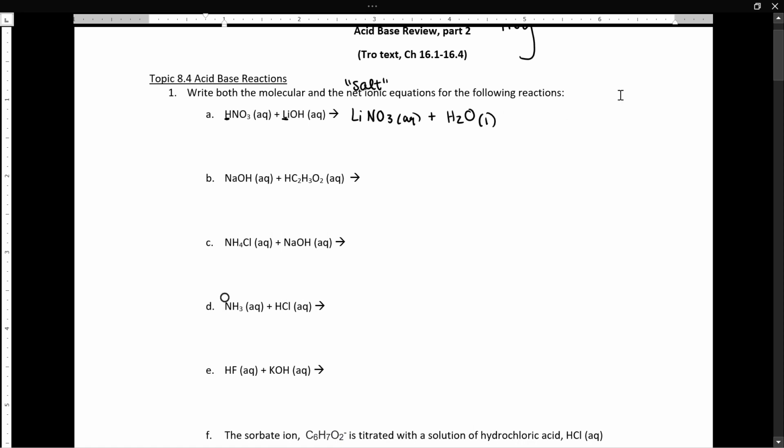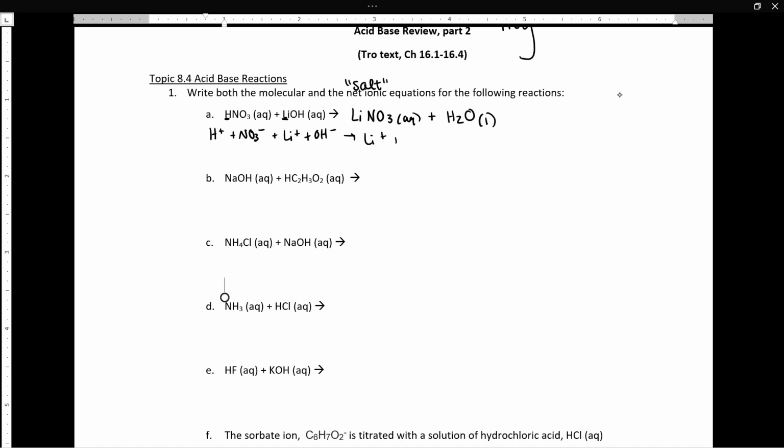Okay, and then if we think about the net ionic equation, remember that strong acids break apart into ions. Soluble ionic compounds break apart. Here's another soluble ionic compound. And then water does not ionize. It mainly stays stuck together. So I'm going to look for spectators. So lithium, nitrate. So what's left behind is hydrogen and hydroxide forms water. So that's my net ionic equation here.